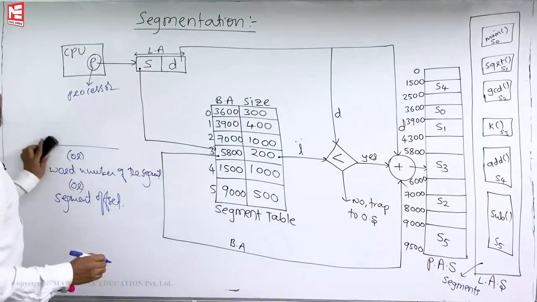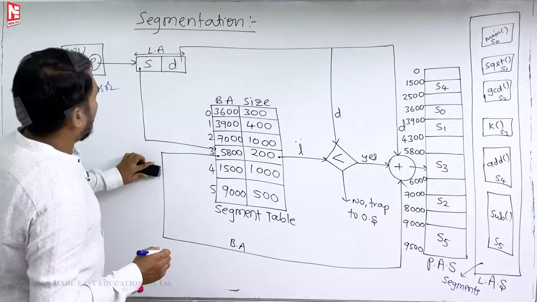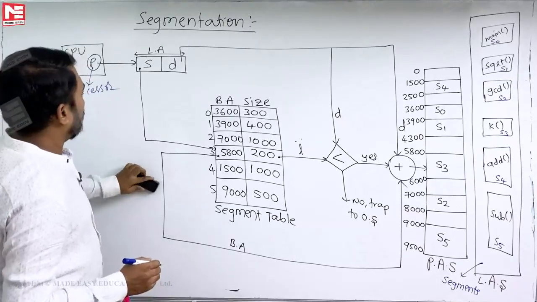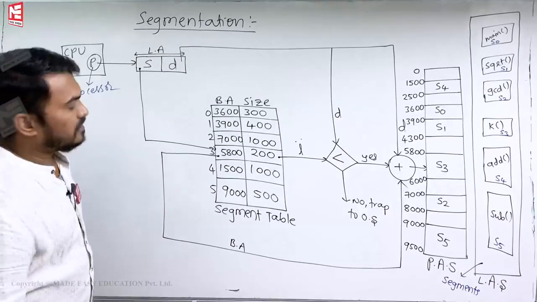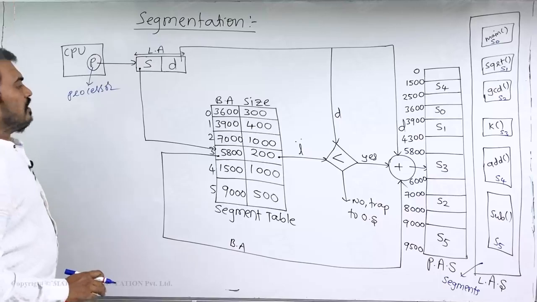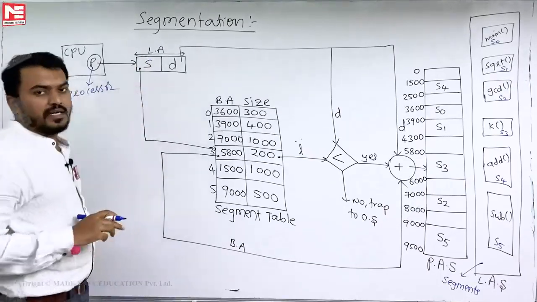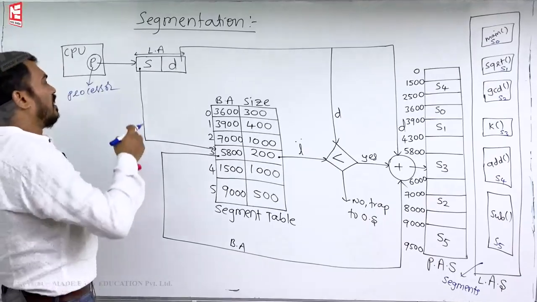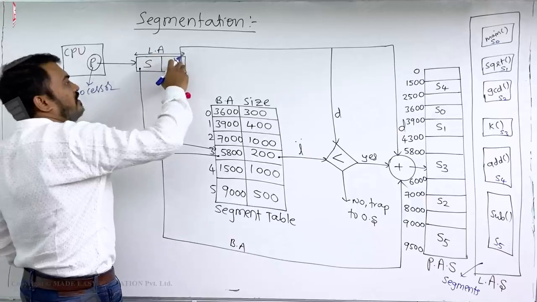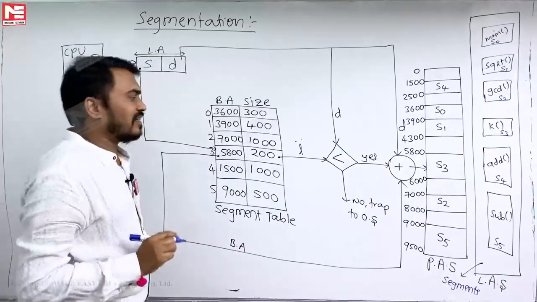The meaning of all that is the same. So S will tell you the segment number and D will tell you the segment offset. Is that clear? I am repeating: S will tell you the segment number, D will tell you the segment offset, the word number inside the segment.